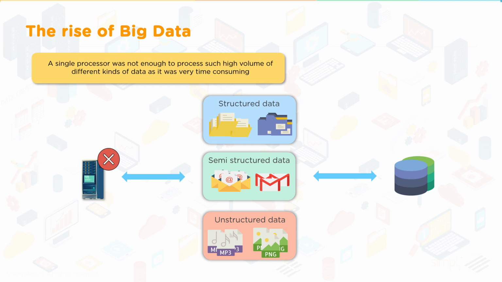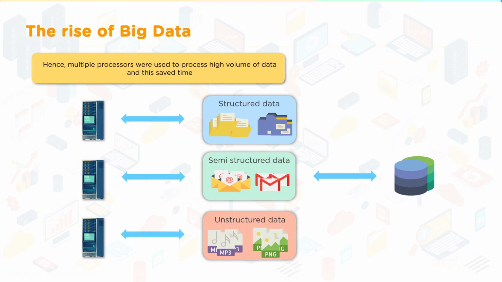You can imagine that if you are Twitter with millions of Twitter feeds, you're not going to be able to do a query across one server. There's just no way that's going to happen, unless people don't mind waiting a year to get the history of their tweets or look something up. Hence, we start doing multiple processors. So they're used to process high volume of data, and this saved time. So we're moving forward. We got multiple processors.